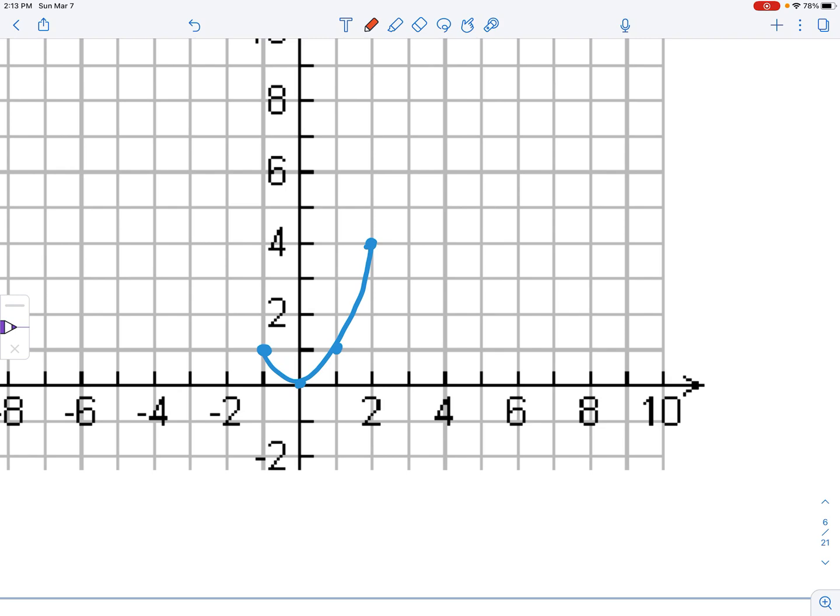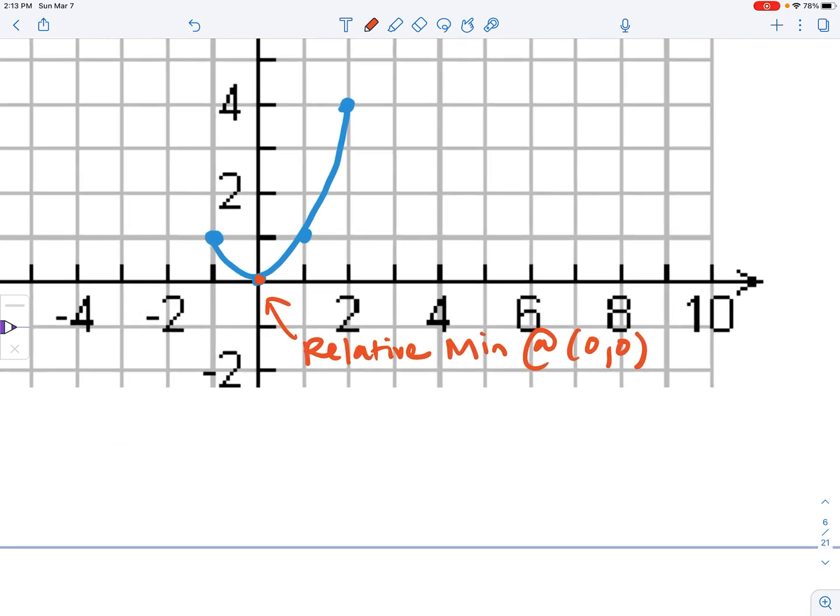Okay, so looking at this graph, let's talk relative extrema first. So I can see that the graph goes from decreasing to increasing at 0, 0, which means that there would be a relative minimum, and I can also refer to it as local minimum. I'm going to use relative just since the actual question used that term. So there's a relative min at 0, 0. It doesn't look like there is a relative max, right? There's nowhere that the graph on that interval changes from increasing to decreasing. So there's only a relative min.